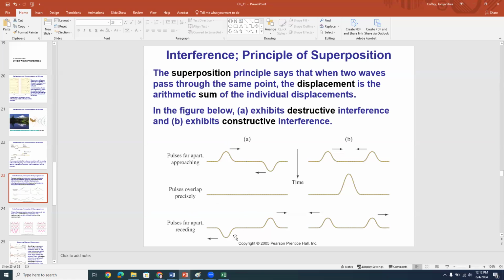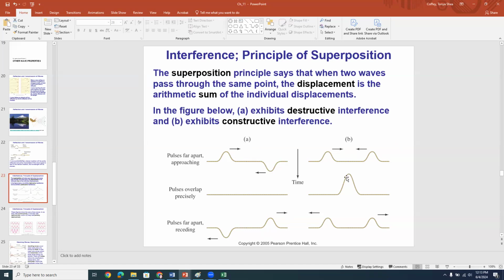So the downward pulse on the rope will continue to travel left. The upward pulse on the rope will continue to travel right. And so they meet, they cancel out, and then they continue on. That's called destructive interference. When the amplitude of the summed wave is less than the individual amplitudes of the initial waves, that's destructive interference. Okay, so that's the example on the left.